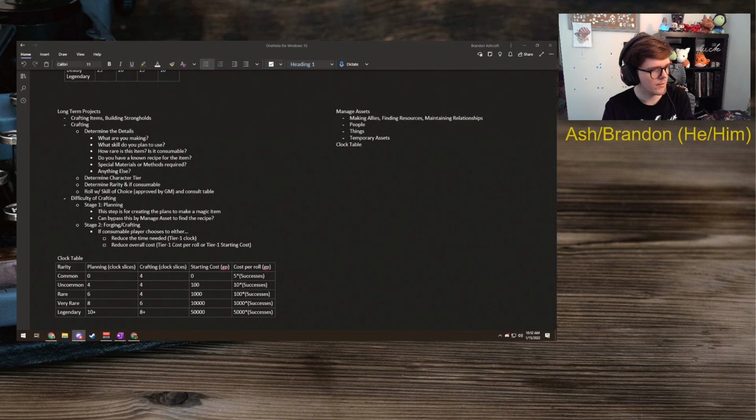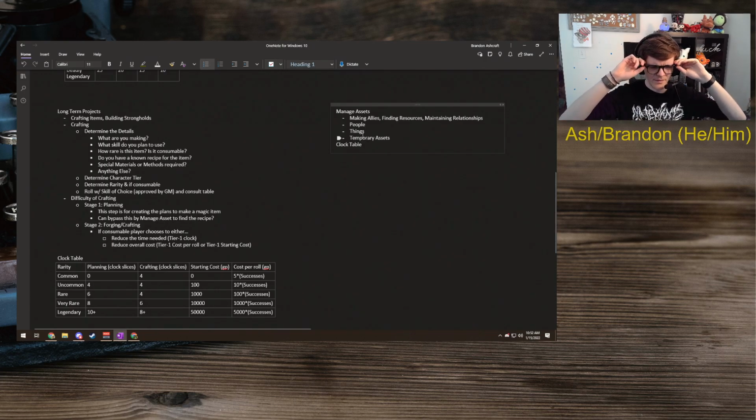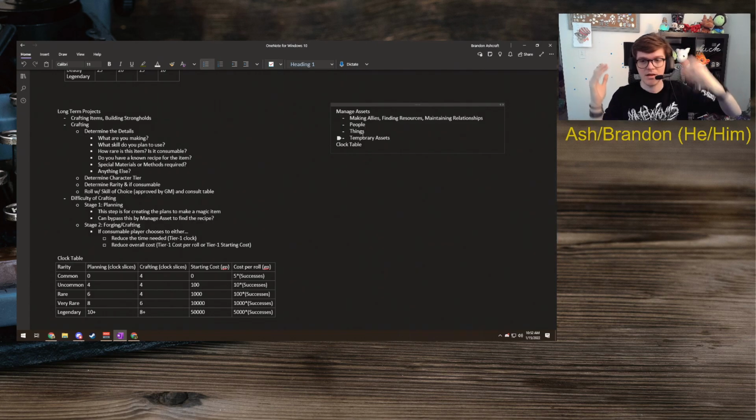Yeah, that is what we had for long-term projects. Next, we're going to talk manage assets. And the way I imagine manage assets is making allies, finding resources, maintaining relationships. That covers a lot of our core attributes for those activities. What does that actually mean?